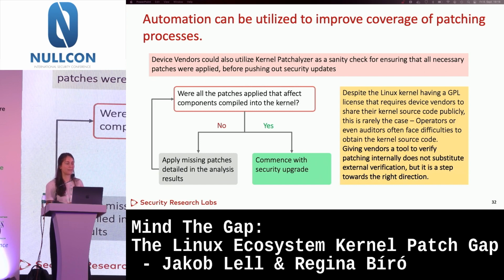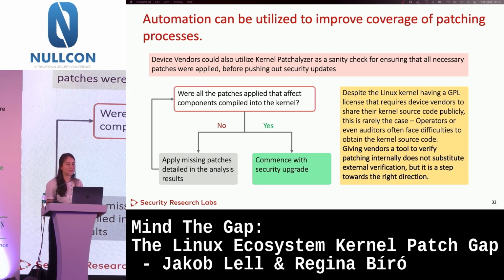So after you prepare the security update that you want to push out, you could basically execute Kernel Patchalyzer to find out whether there were any CVEs that you missed that you still need to patch. And we have a side note here. The Linux kernel has a GPL license, which basically requires device vendors to disclose the kernel source code publicly.